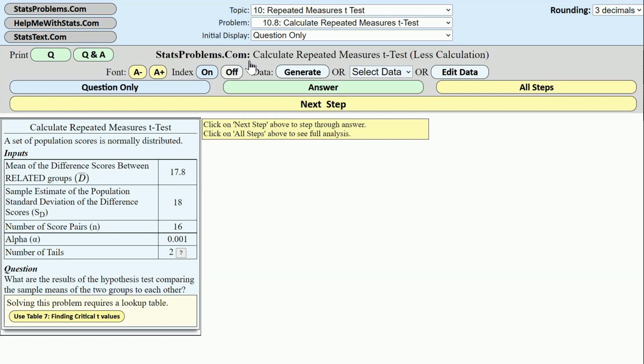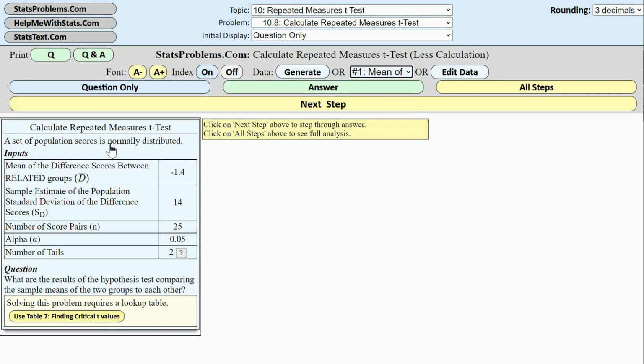StatsProblems.com was used to create this tutorial, which can help us calculate a repeated measures t-test, but with less calculation than a complete t-test. Let's begin by selecting one of the 25 example problems. The question appears in the blue box.